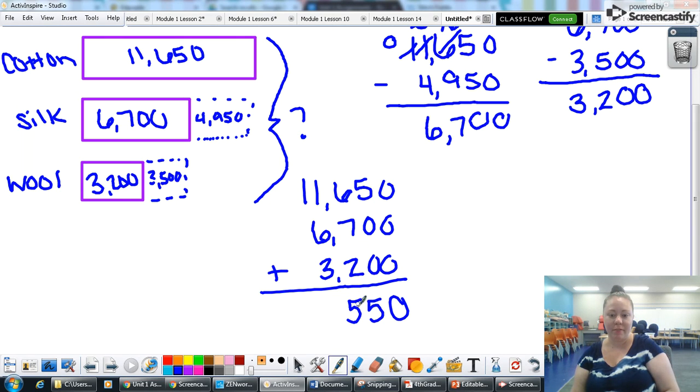So I put down the 5. That 1 has to regroup to the thousands. 6 plus 3 I know is 9, plus 1 more is 10, plus 1 more is 11. So I put down the 1. The other 1 regroups to the 10,000s. And I have 1 plus 1 is 2. So my total answer is 21,550, and my unit is meters.